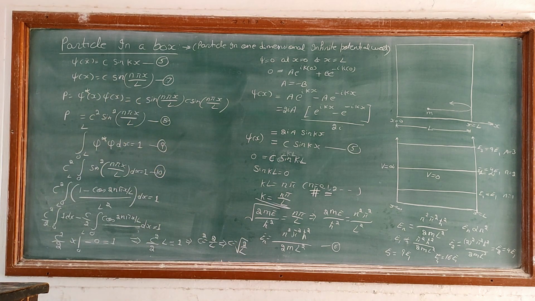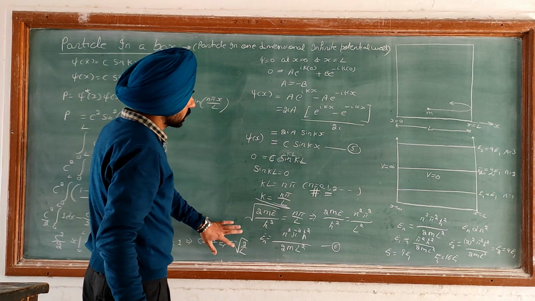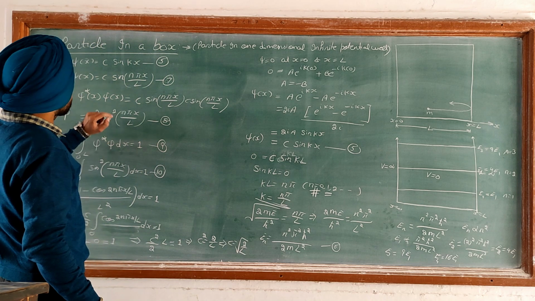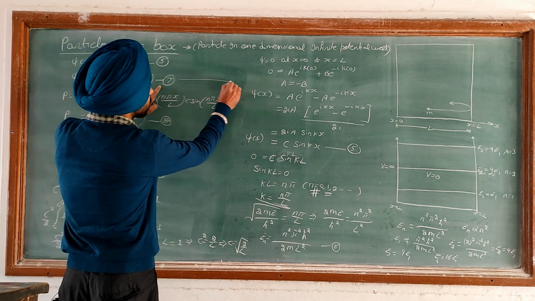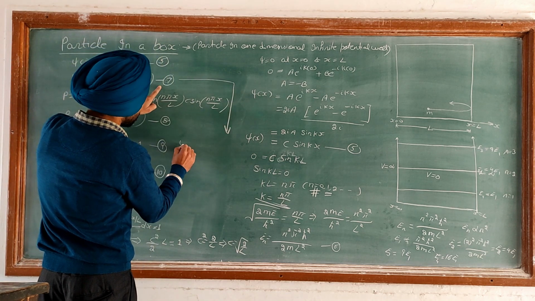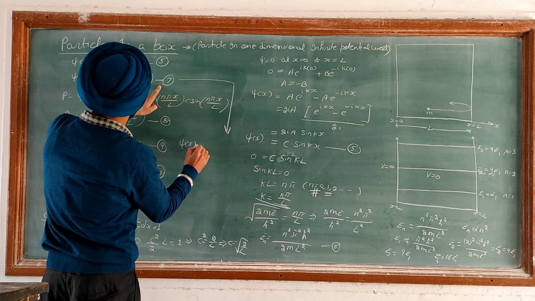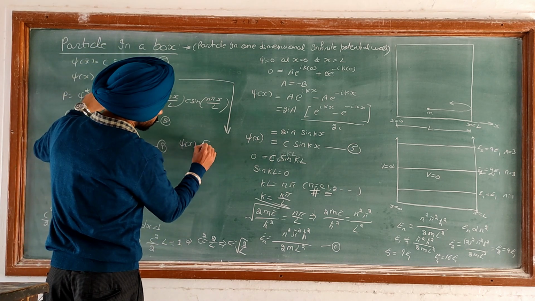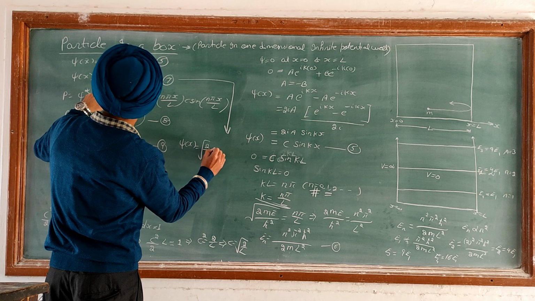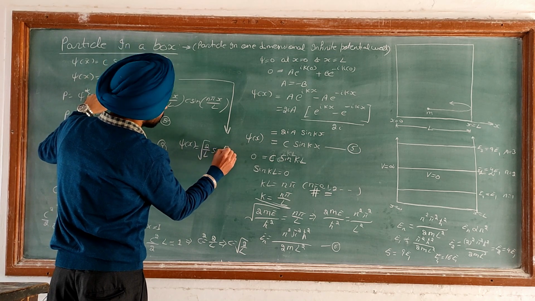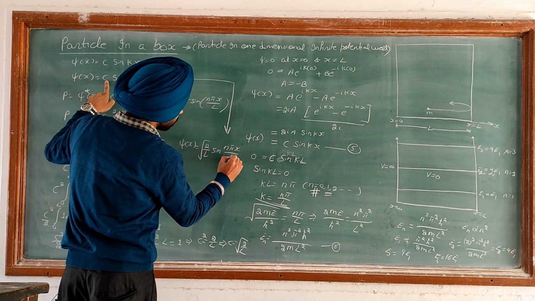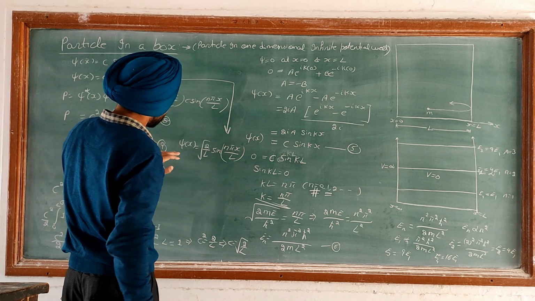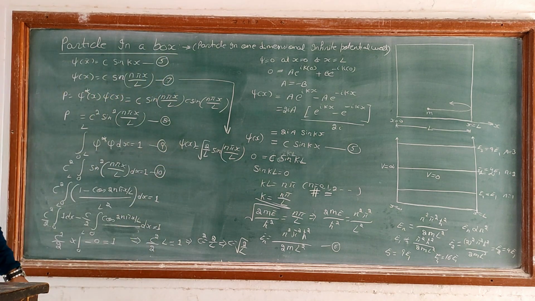Now we have found the unknown constant c, which is square root 2 upon L. So expression 7 can be rewritten as psi x equal to square root 2 by L sine n pi x upon L. This is the wave function of the particle in a one dimensional box.